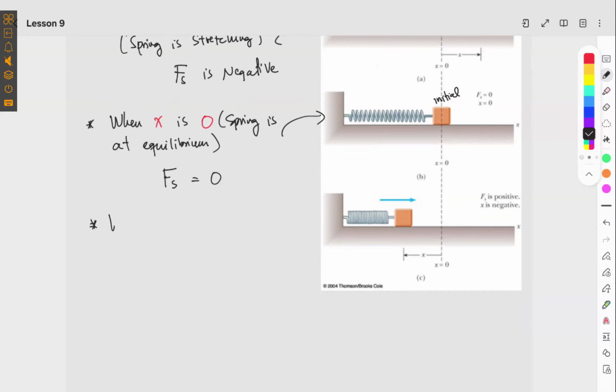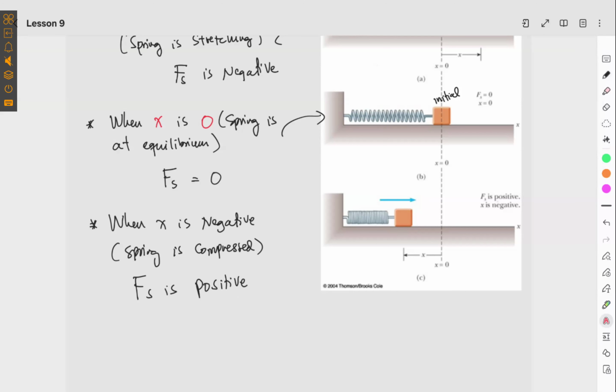Maybe when x is negative, spring is compressed. Okay, therefore F is positive. Do you understand? Yes, teacher. Understand, yeah? Any questions?